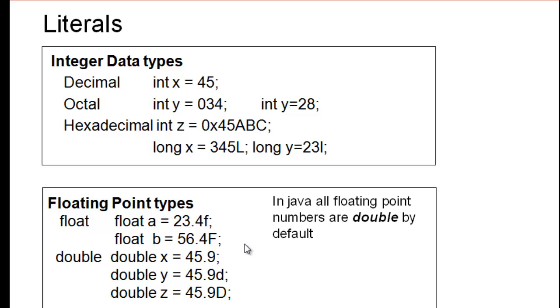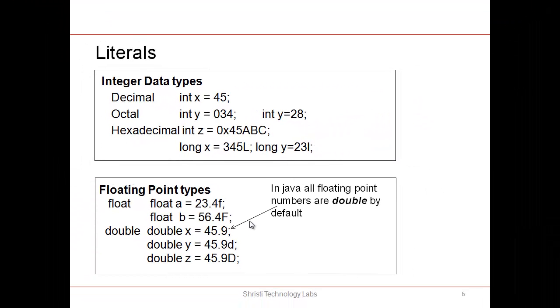But if you want to represent a float variable, it is mandatory that you suffix it with f or capital F. If you don't give that, it becomes a compiler error. Why? Because 45.9 or 56.4 are just double values which take 64 bits. Trying to accommodate them in a float variable which is of 32 bits will give you a compiler error. To make the compiler understand that this is a float variable, you need to suffix the variable with lowercase f or uppercase F.